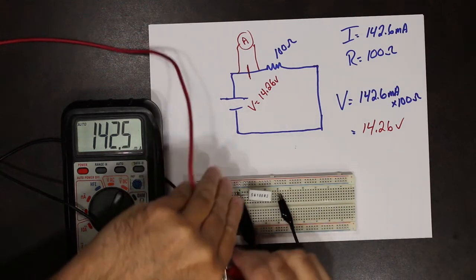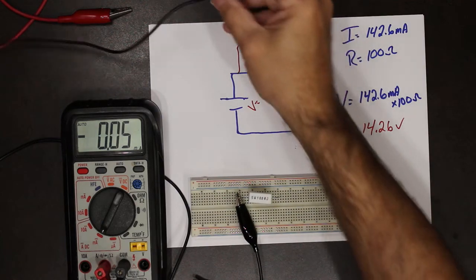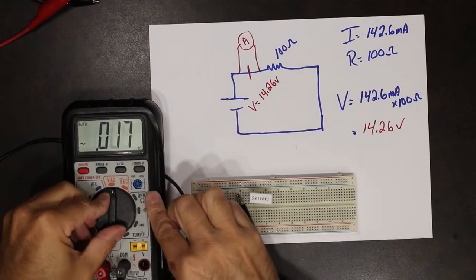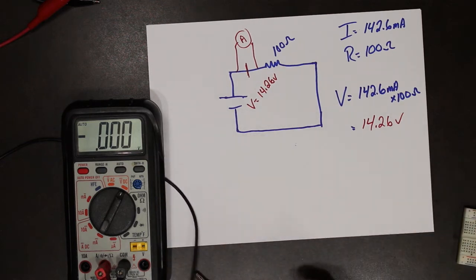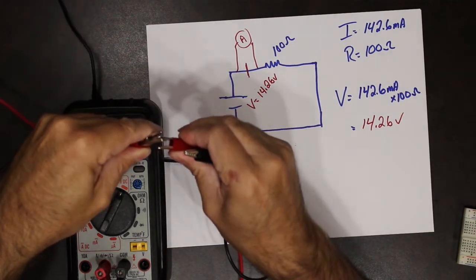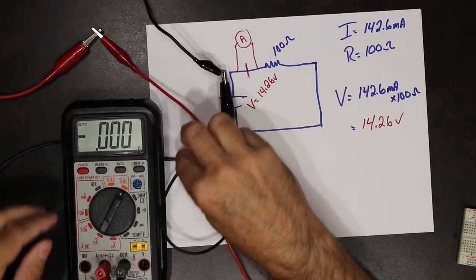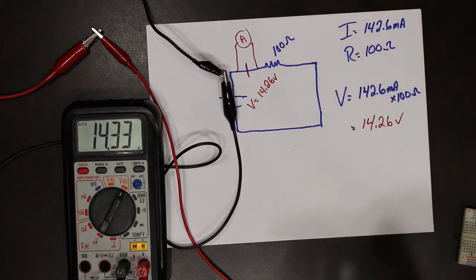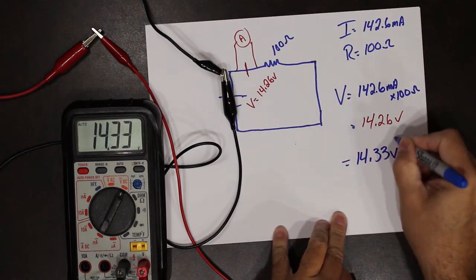So let's measure it. I'm just going to disconnect my meter here. So here's my power supply lines. I'm going to set up to measure DC volts. And my power supply is putting out 14.3 volts. 14.33. Again, well within experimental error.